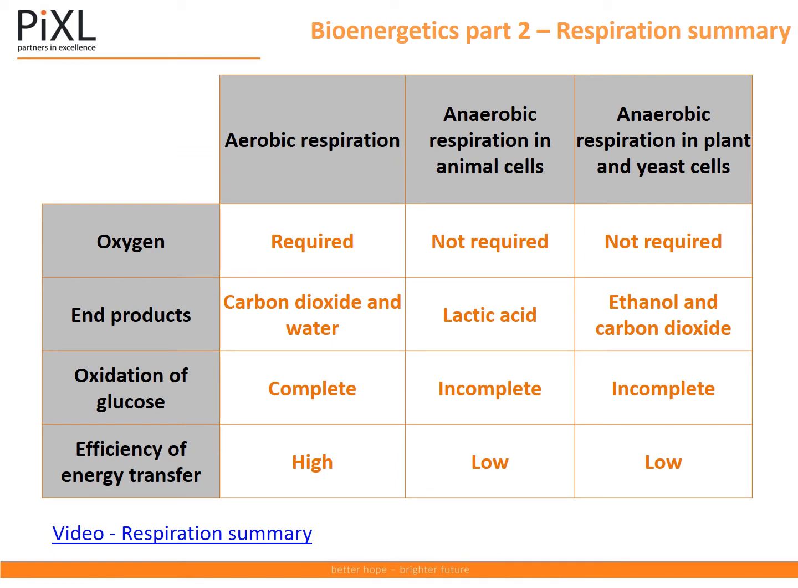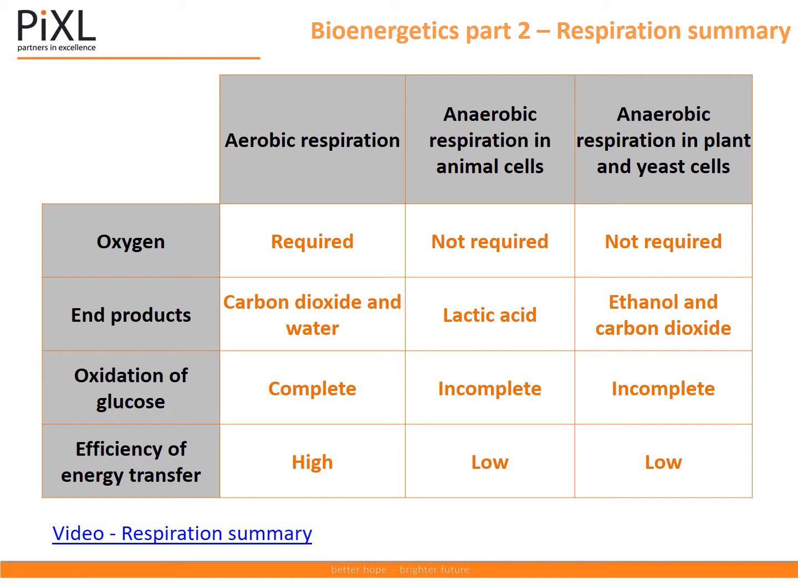So we've got here a little summary of all of the parts that we've just spoken about. You can see in the columns, we've got the different types of respiration, so aerobic respiration, anaerobic respiration in animal cells, and anaerobic respiration in plant and yeast cells. Going along the rows, we've got whether it uses oxygen, what the end products are, so what it makes, whether it's complete or incomplete oxidation of the glucose, and whether it efficiently transfers energy. So does it make a lot of energy or not very much energy?